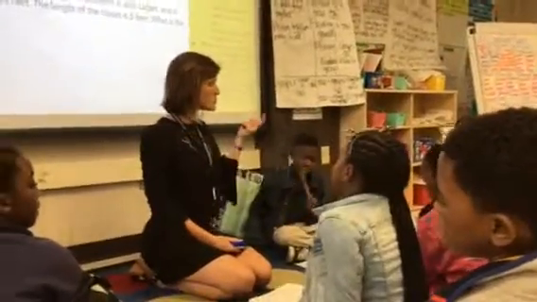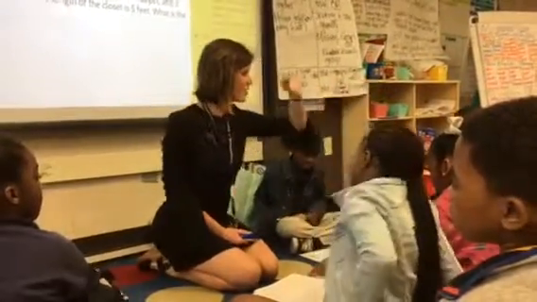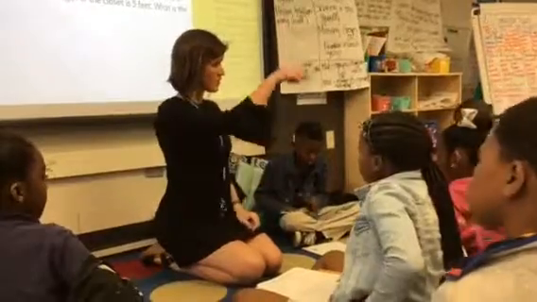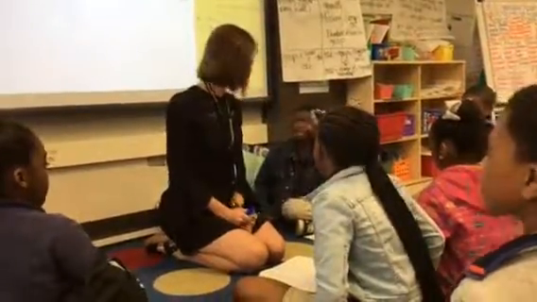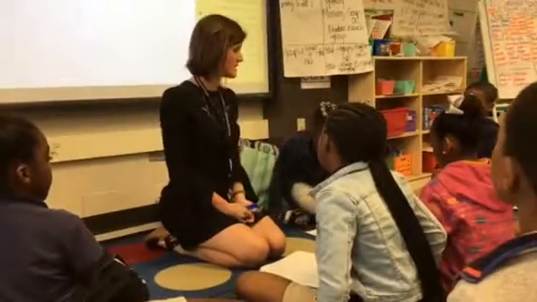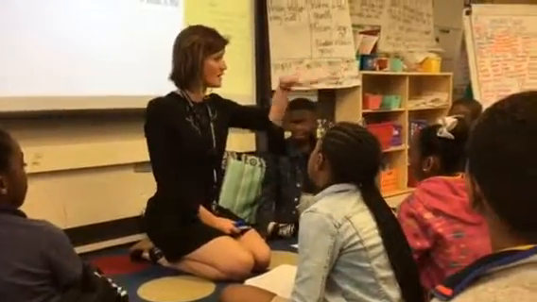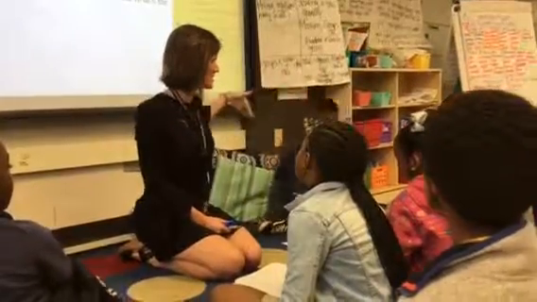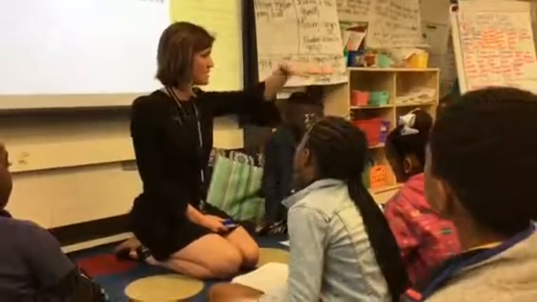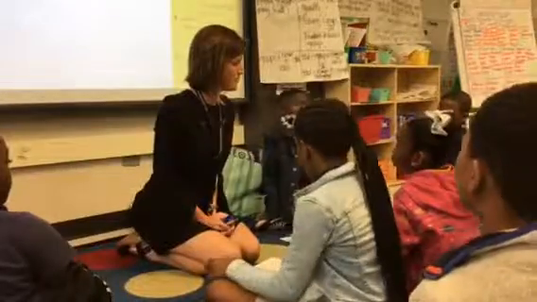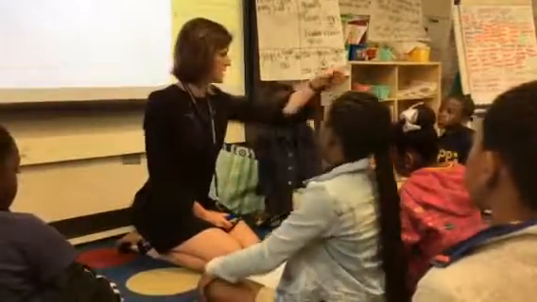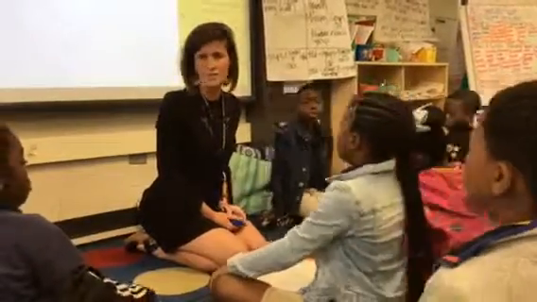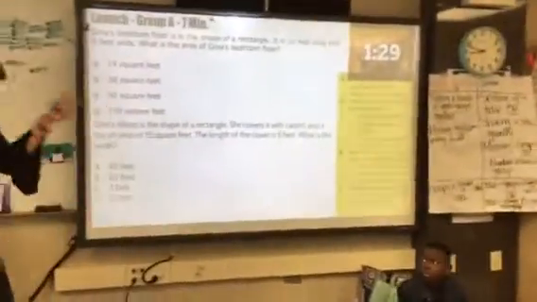Right, just like with arrays, we multiply the rows times the columns, because the rows tell us how many rows there are, and the columns tell us how many are in each row. So the length and the width is exactly the same. The length tells us how many columns we have, and the width tells us how many rows we have. Length tells us columns, width tells us rows. Good. As long as we know we can multiply to find area, we're going to be good.